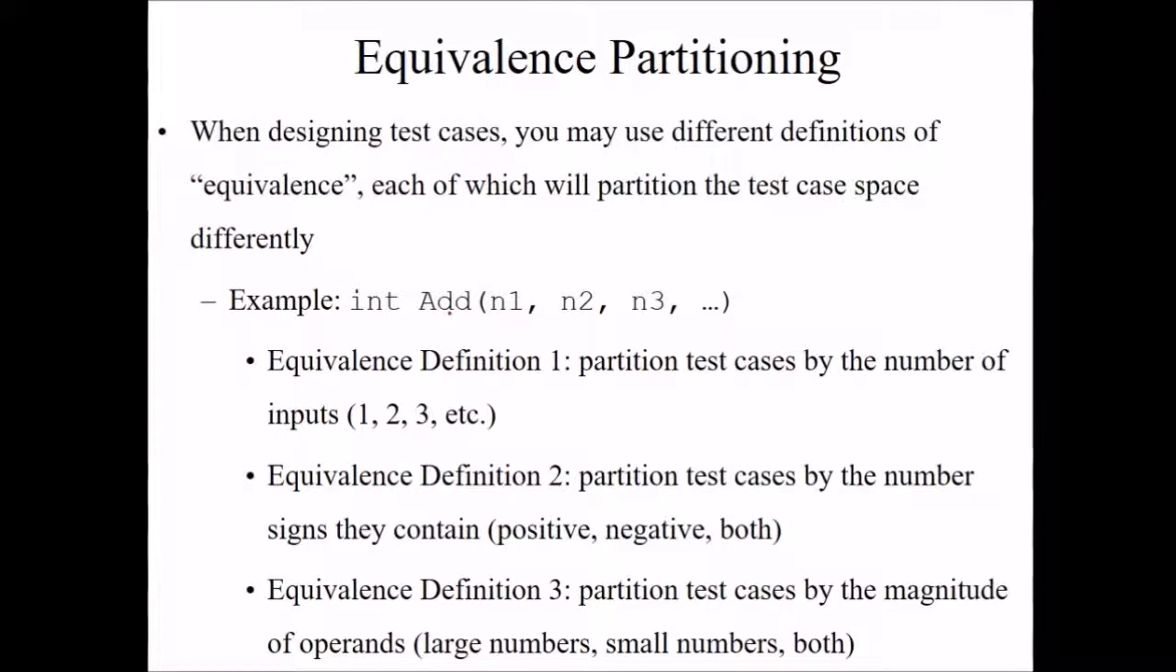So when designing test cases, you may use different definitions of equivalence, each of which will partition the test case space differently. Let us take this example. If we want to add n1 to n2 and some more numbers, equivalence definition 1 says partition test cases by the number of inputs. This means n1, n2, n3. How many numbers are there? Then equivalence definition 2 says partition test cases by the number of signs they contain, whether they are positive, negative, etc. Then equivalence definition 3 says partition test cases by the magnitude of operands, whether they are large numbers, small numbers, or both.